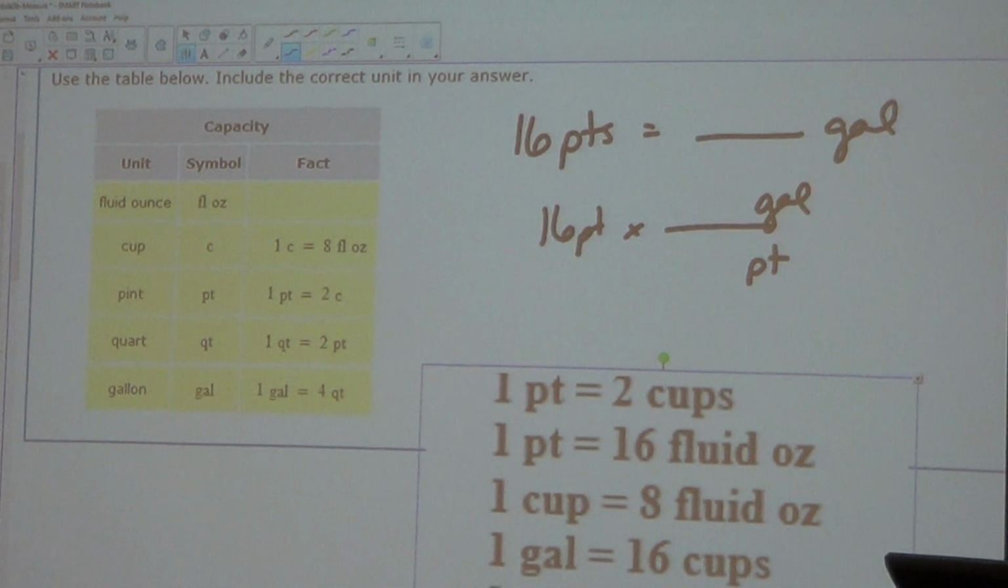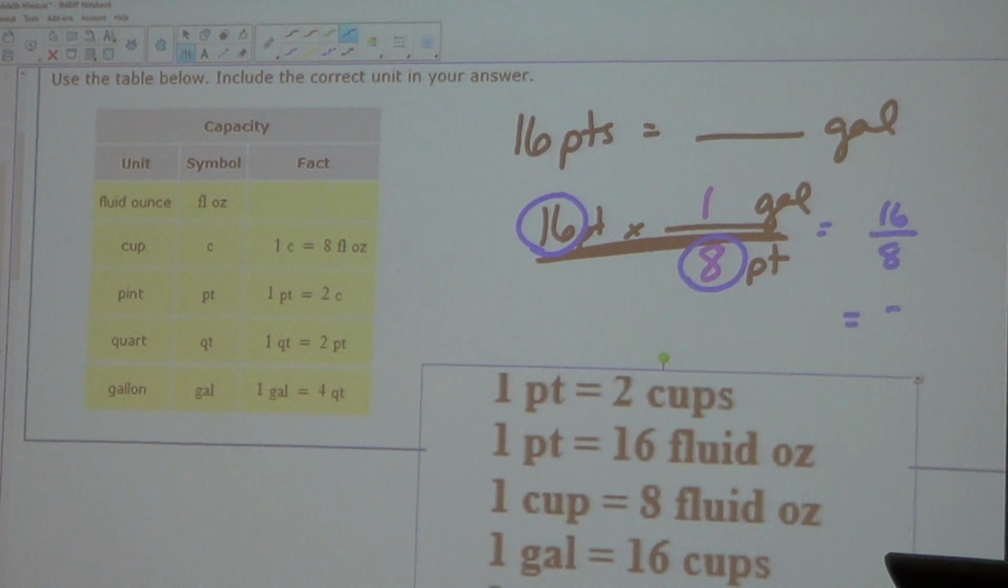Right here. What number am I going to put on the top? 1, because that's your gallon. And I'm going to put 8 on the bottom because that's your pint. I'm going to finish drawing my line. Am I going to multiply or divide? I'm going to divide this time because 16's on the top and 8's on the bottom. So 16 divided by 8 is going to give me 2. What are the units on my answer? Gallons, because my pints disappeared.